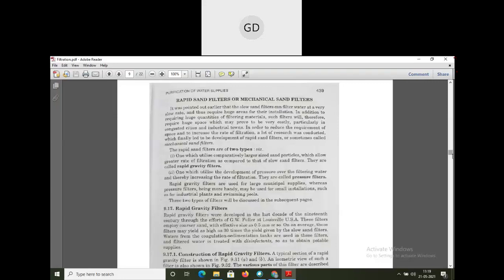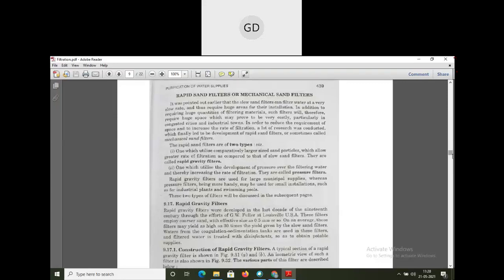And the next one is where they utilize pressure over the filtering water. They utilize the development of pressure over the filtering water, and they increase the rate of filtration. So that is your pressure filters. Now the construction details, I will be showing you one video where it is explained nicely, all the construction details of rapid sand gravity filters.